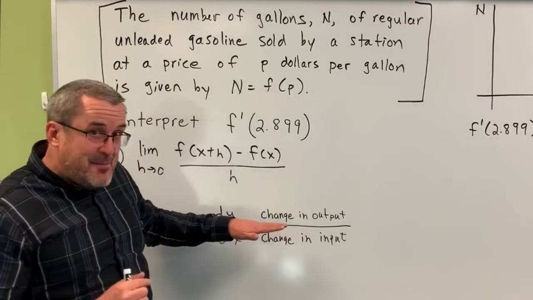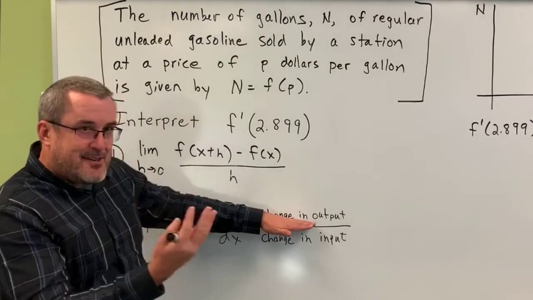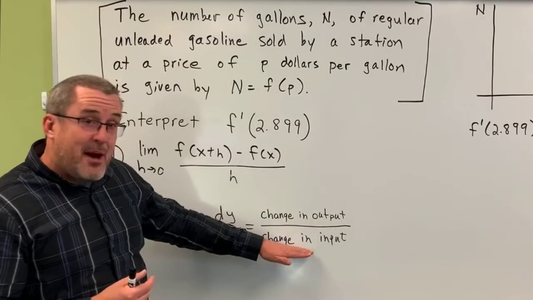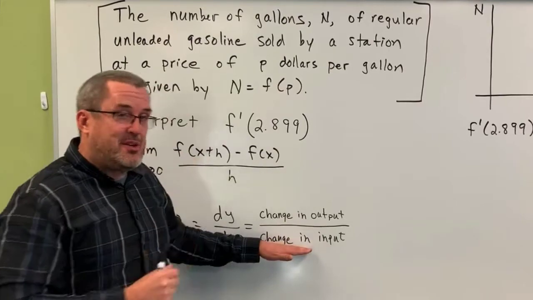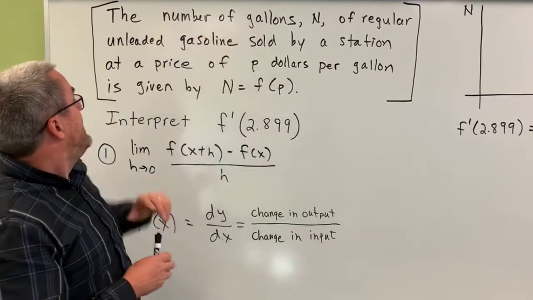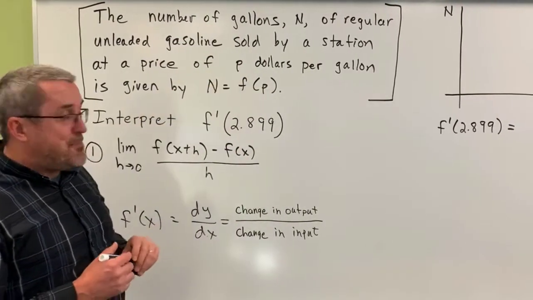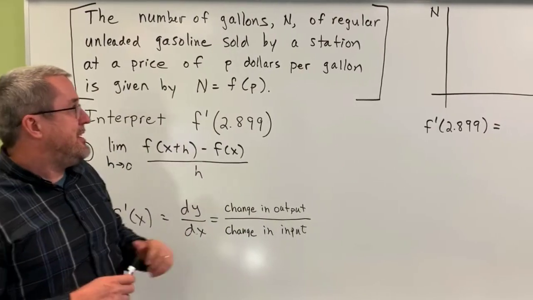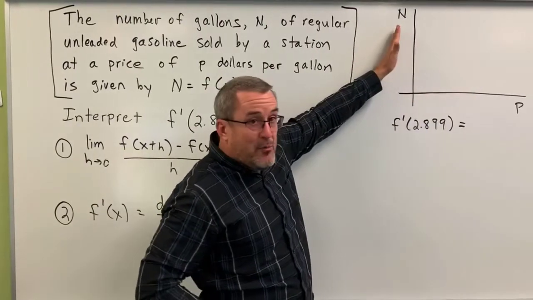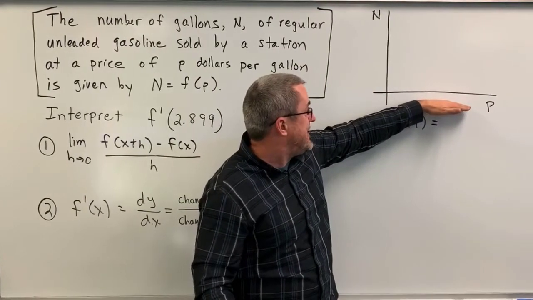So what I want you to be thinking about here as we go back to our gasoline example is, the numerator is having us focus on how the output of the function is changing. The denominator is having us focus on how the input is changing. So in our case, we have two quantities. N, the number of gallons of gasoline sold at a station. And we have another quantity, P, the price of this gasoline. And we said that the function is N is a function of P. N is the output, N is the dependent quantity. P, the price, is the input or the independent quantity.